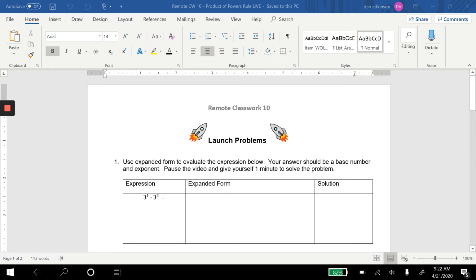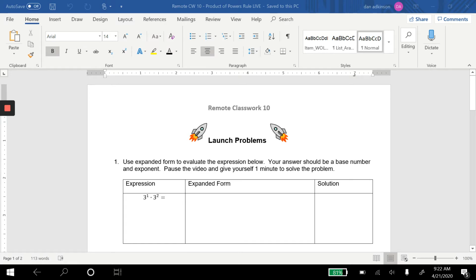We're going to learn today about a rule that we use with exponents called the product of powers rule. It's the rule we use to solve situations, problems where we're solving for the product of two exponential expressions.